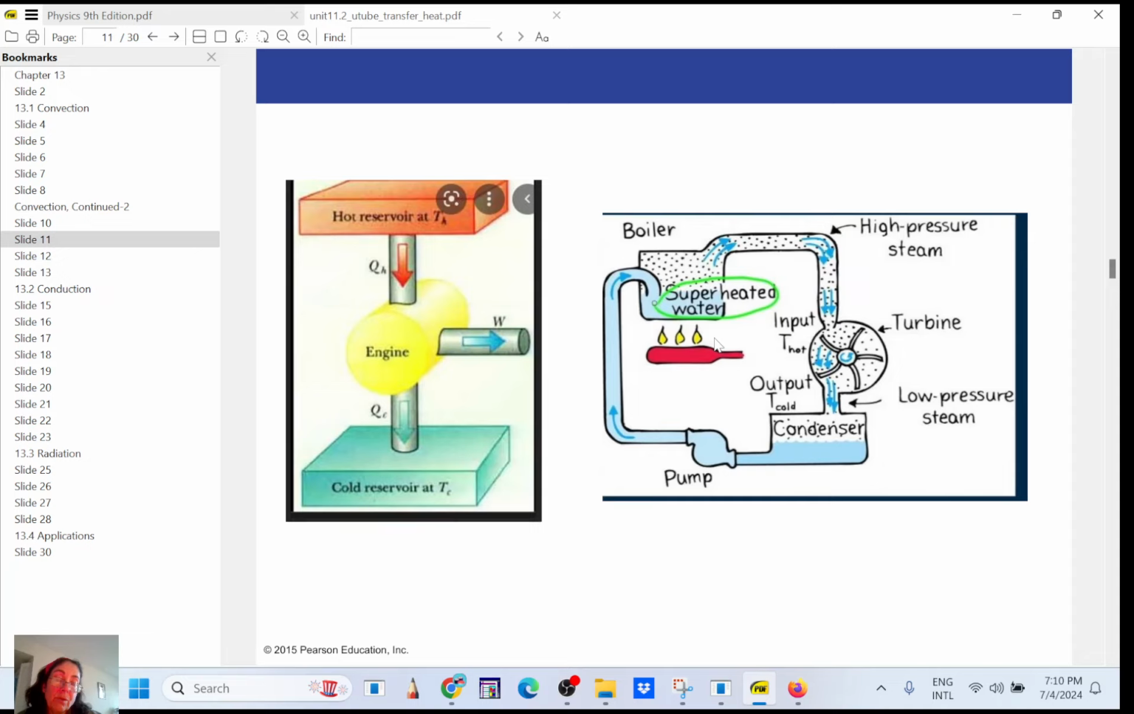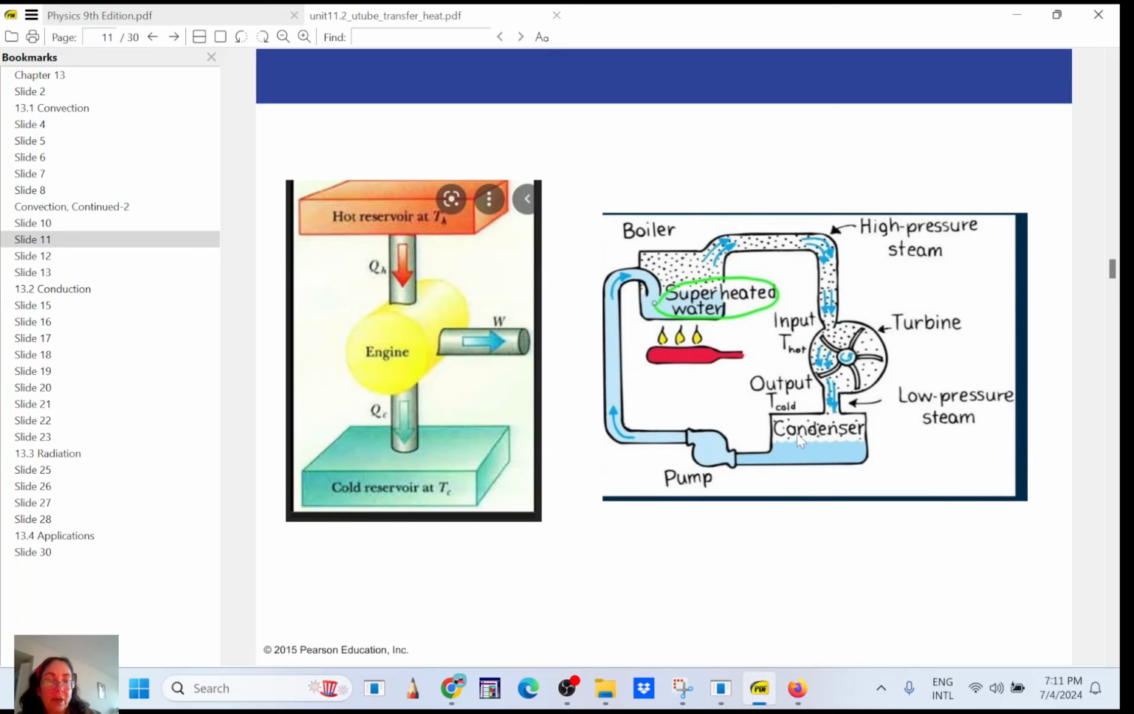So here you have a drawing. I think this one comes from the Conceptual Physics textbook from Paul Hewitt. So you see you have a turbine here, and that can produce electricity when it spins. But the idea is the same, right? So here you have a boiler. So that will be your source, the hot reservoir. So the water will turn into vapor with a very high pressure. So that will be very high pressure steam. So here you're going to have high pressure.